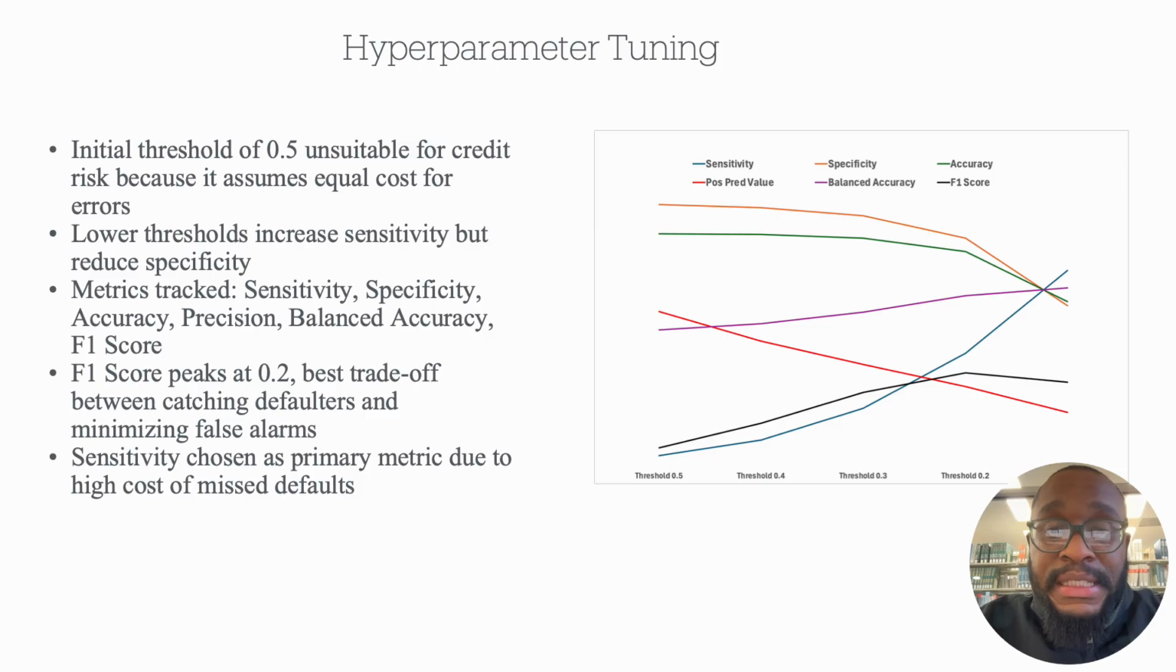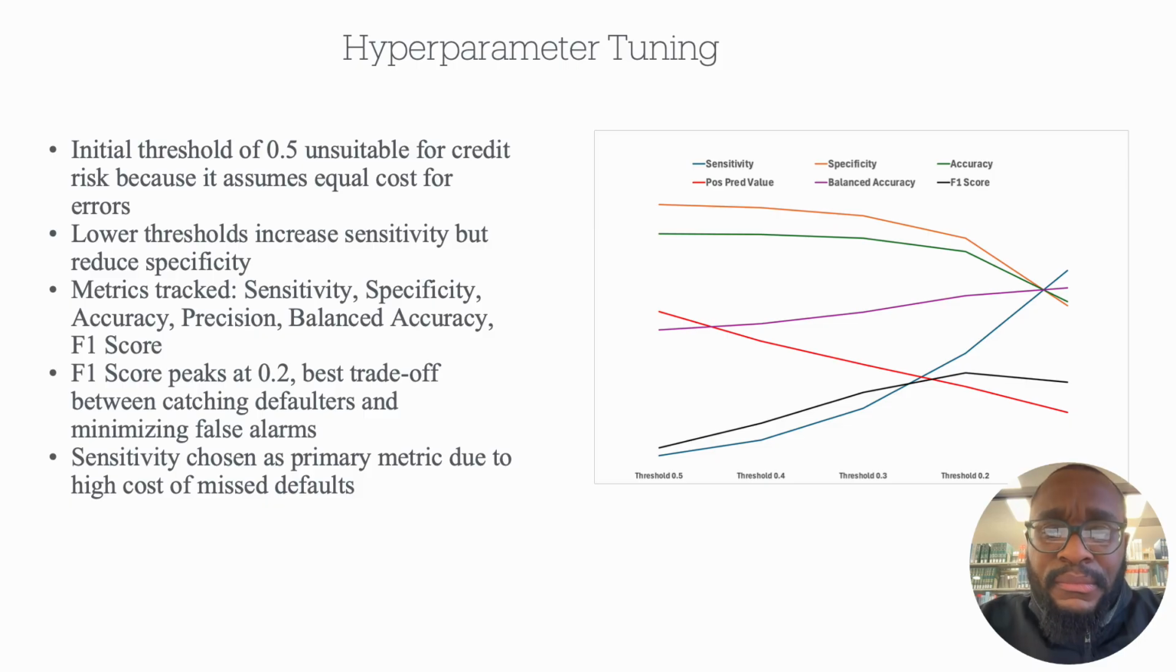The threshold is the value above which an observation is classified as a default. Initially, we started with a value of 0.5, which in practice does not make practical sense because it would mean that we are giving equal costs to misclassification of defaults and non-defaults. Whereas in the real world, misclassifying defaults is way more costly than misclassifying non-defaults.